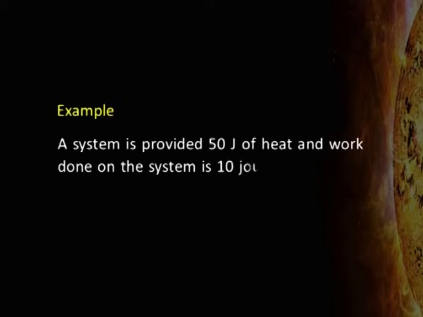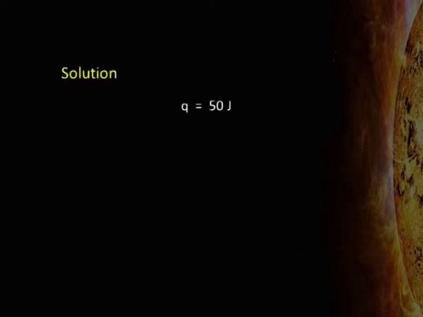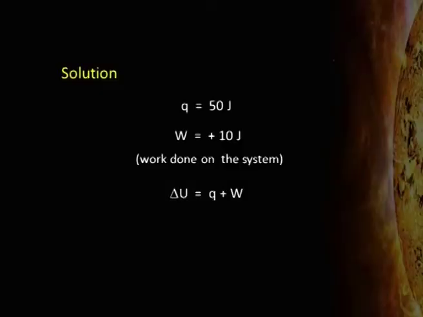Here is first example. A system is provided 50 joules of heat and work done on the system is 10 joules. What is the change in the internal energy? As Q is 50 joules and W is 10 joules, it is plus 10 joules because it is work done on the system. Delta U is equal to Q plus W, as you know from first law of thermodynamics. Therefore, delta U will be equal to 50 plus 10, that is 60 joules.